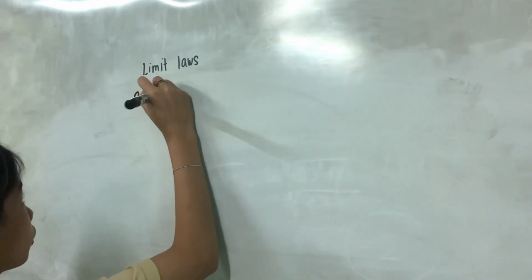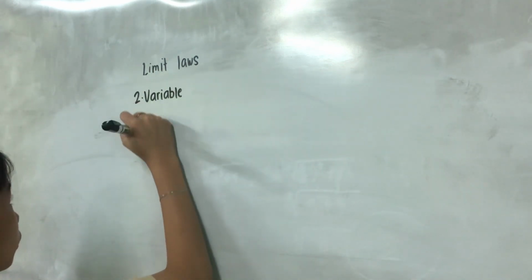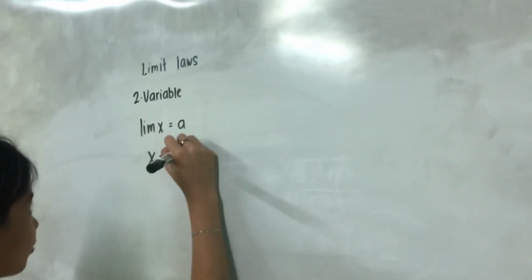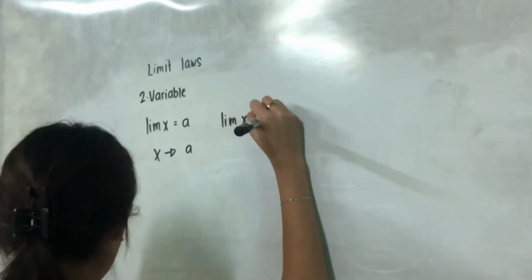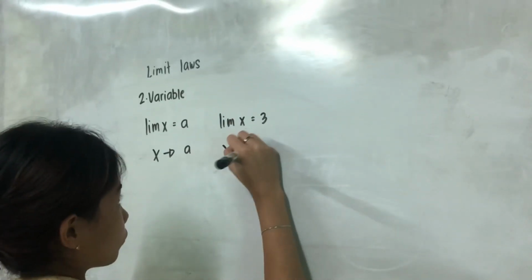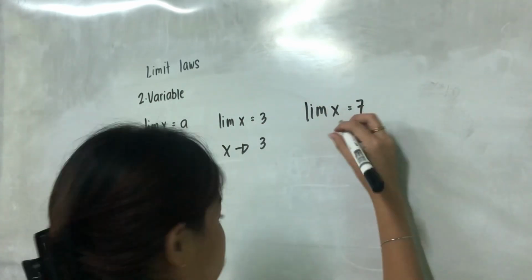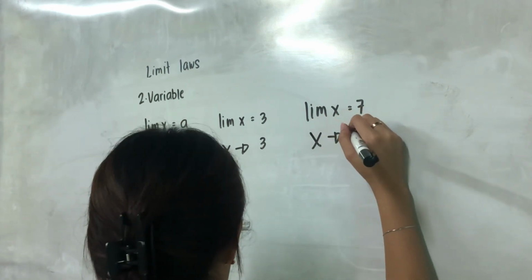The number 2 of limit laws is variable. The formula of this is the limit of x approaching A is equal to A. The limit of x approaching 3 is equal to 3. The limit of x approaching 7 is equal to 7.